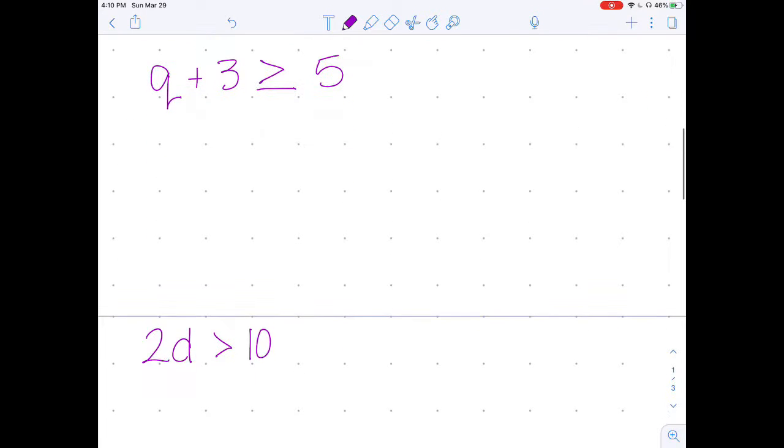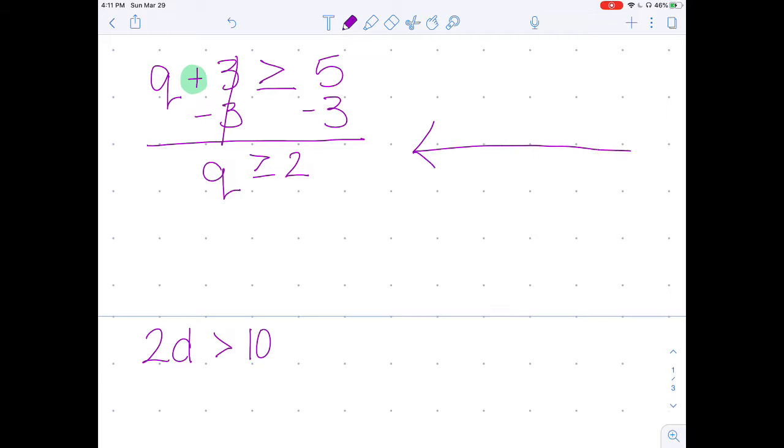Let's look at another example. We've got q plus 3 is greater than or equal to 5. So again, right here, my operation is addition. So the opposite of add would be subtract. If I do it on the left side, I have to subtract on the right side also. These cancel out, so I have q is greater than or equal to 5 minus 3, which would be 2.